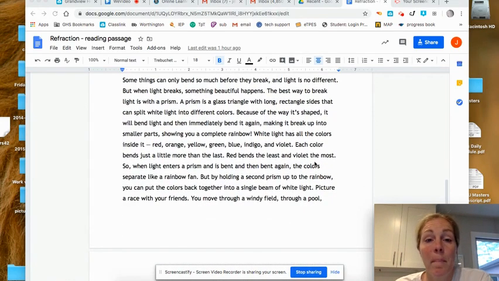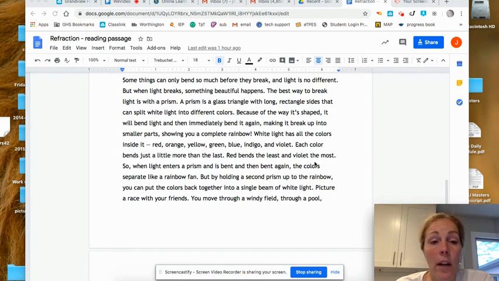Some things can only bend so much before they break, and light is no different. But when light breaks, something beautiful happens. The best way to break light is with a prism. A prism is a glass triangle with long, rectangle sides that can split white light into different colors. Because of the way it's shaped, it will bend light and then immediately bend it again, making it break up into smaller parts, showing you a complete rainbow.